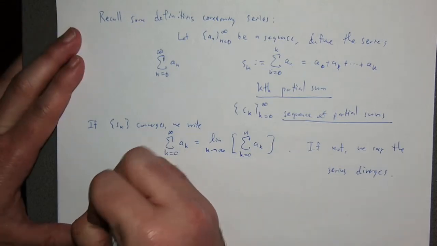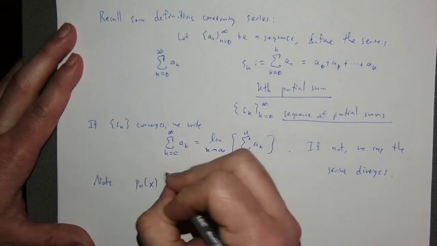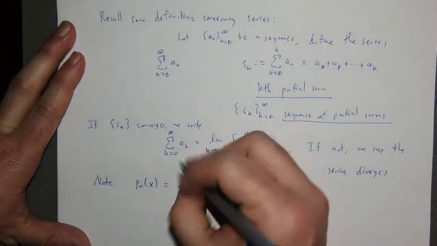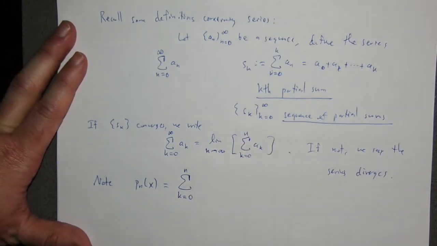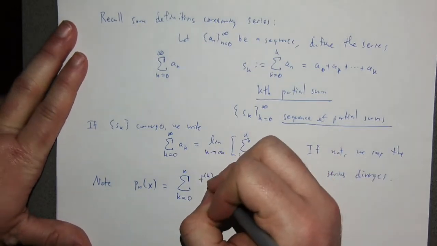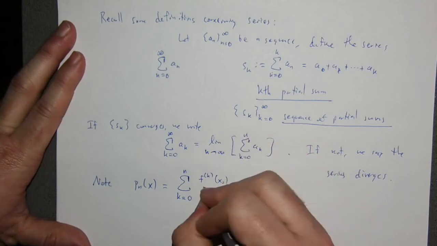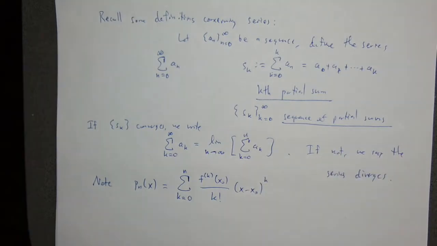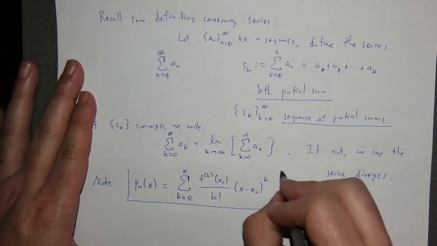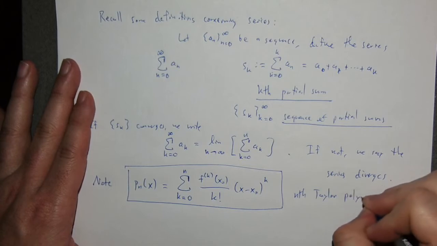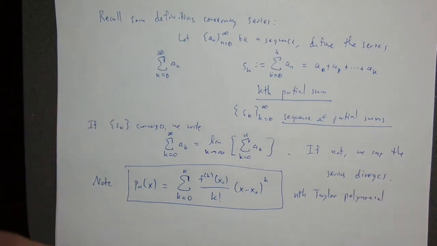So note, I can write my nth Taylor polynomial in abbreviated fashion. I haven't actually truncated anything. This is just abbreviated using sum notation. This is the sum from k equals 0 up to n of the kth derivative of f at x naught over k factorial, times (x minus x naught) to the k. Here is my nth Taylor polynomial written using sum notation. Okay, that's how it showed up in the statement of the Lagrange remainder theorem.